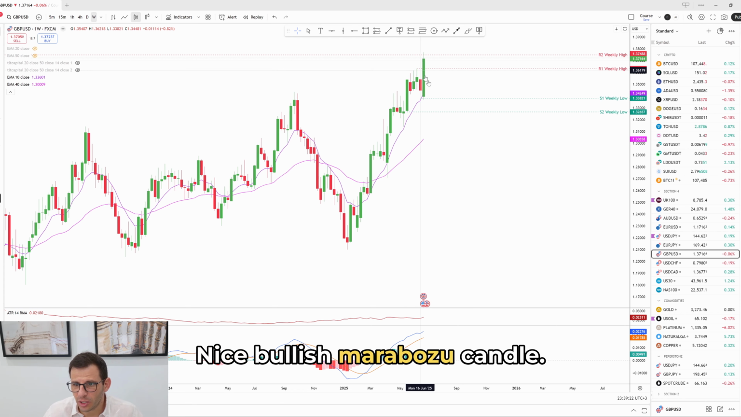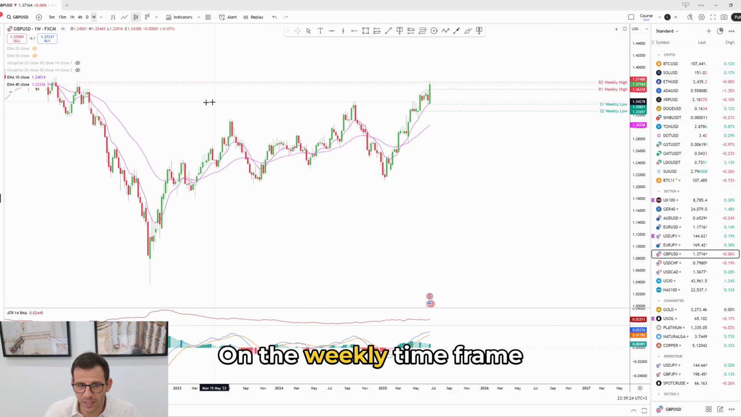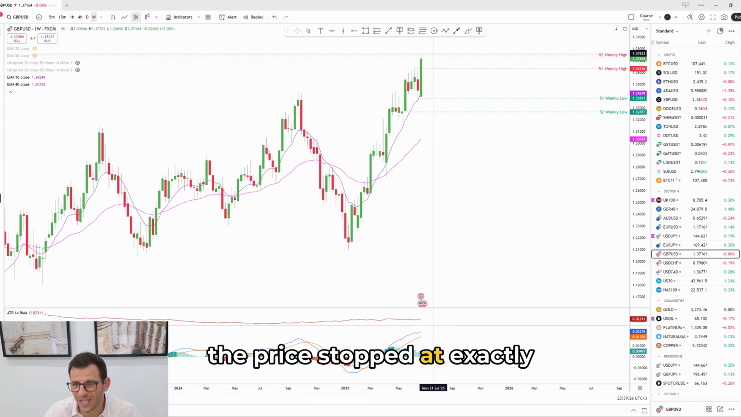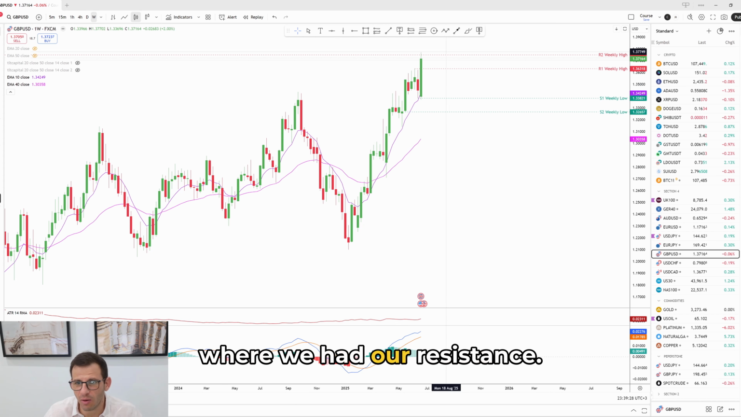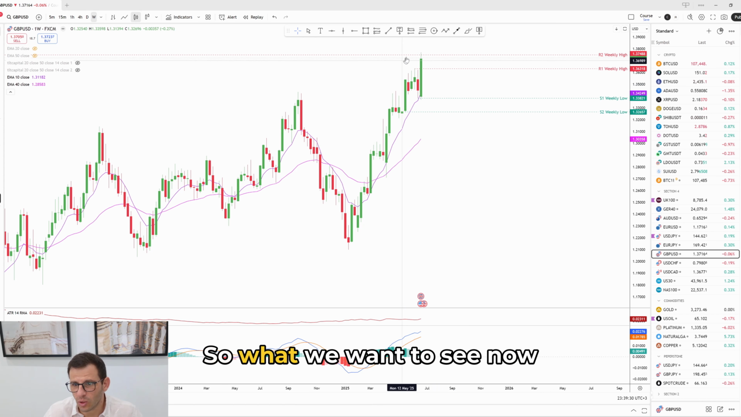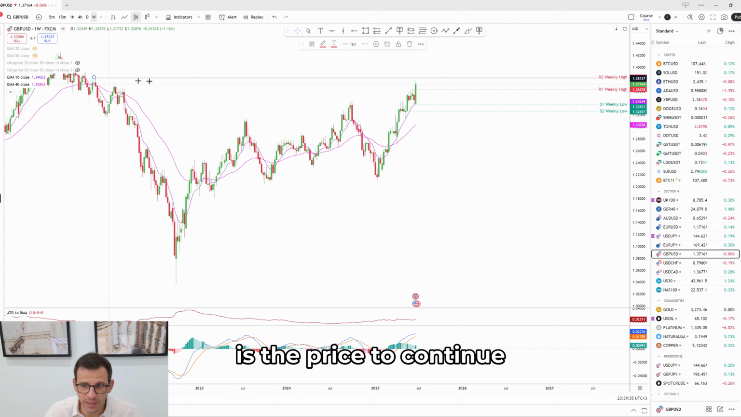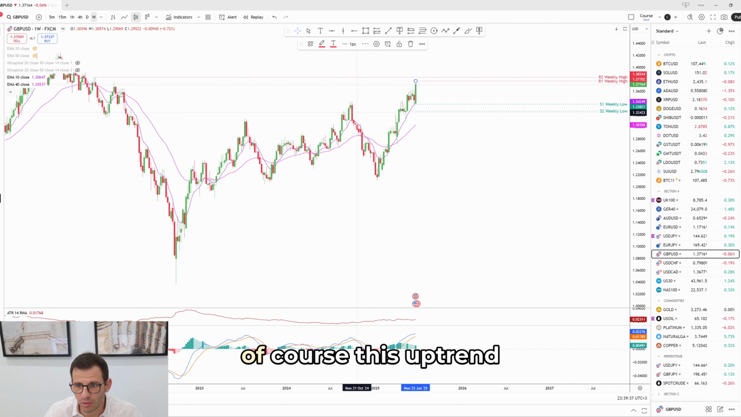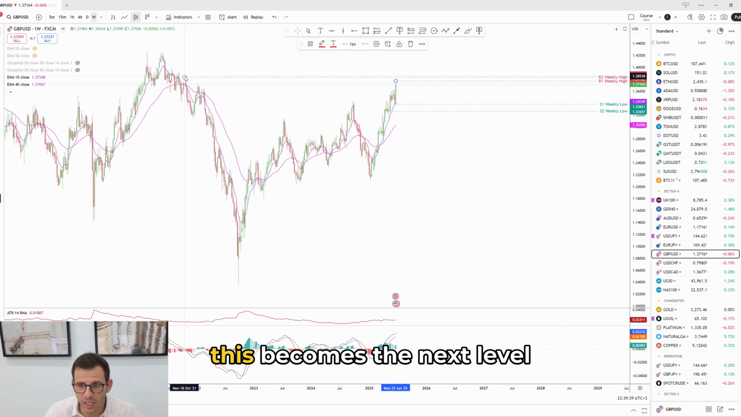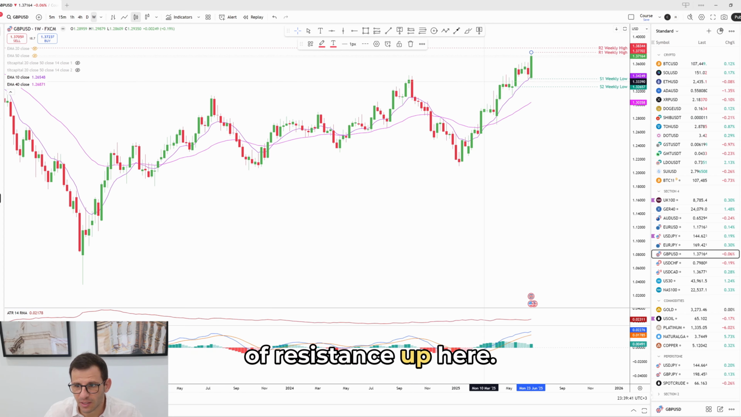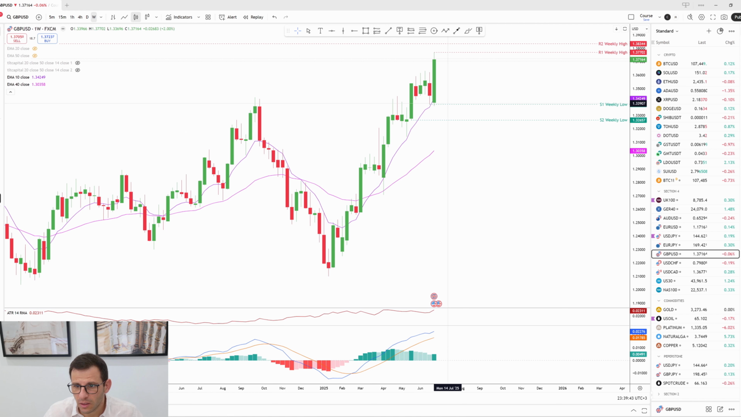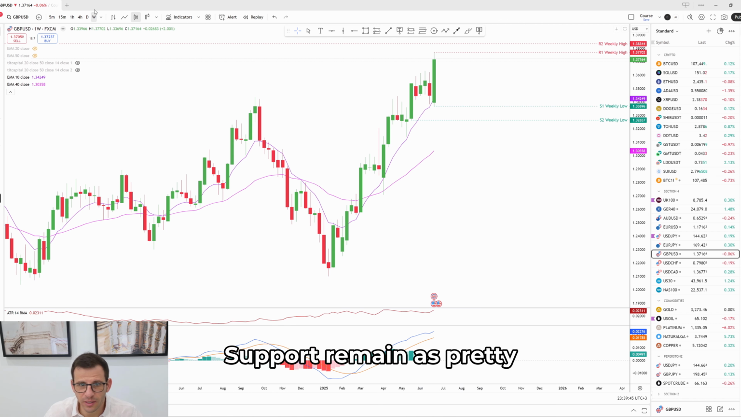Nice bullish Marubozu candle on the weekly time frame. The price stopped exactly where we had our resistance. So what we want to see now is the price to continue, of course, this uptrend. This becomes the next level of resistance here. Supports remain pretty much as they are.